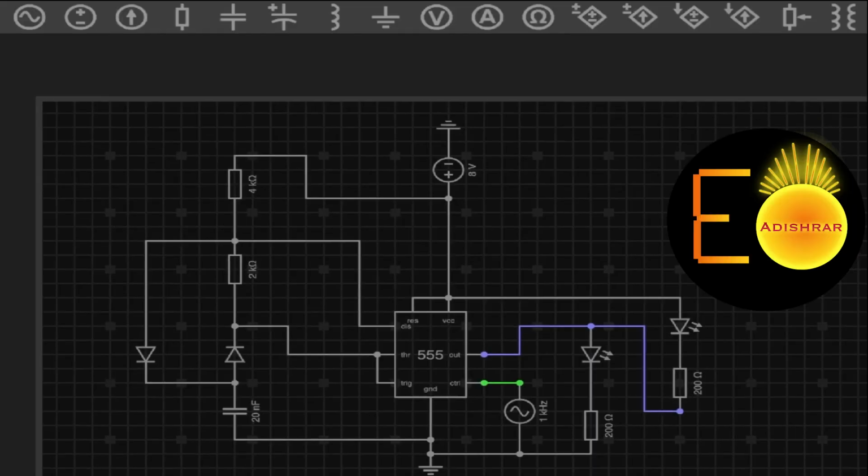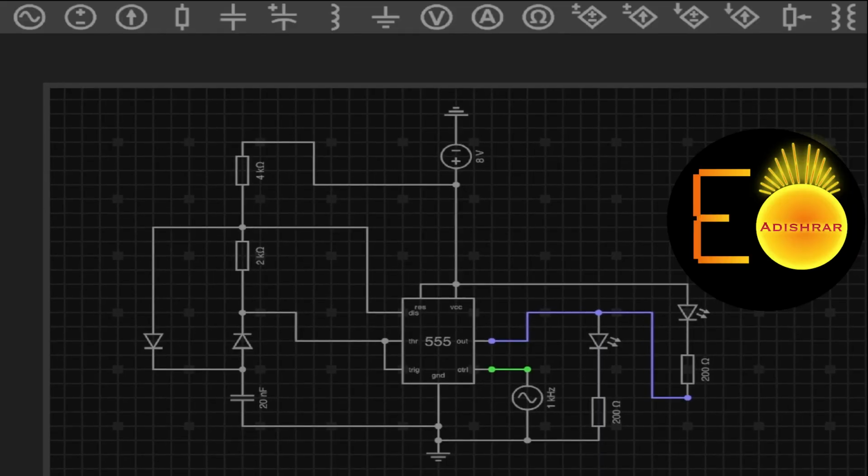Right now, I'm going to show you using this animation how these outputs are changing with respect to the applied voltage. This green color represents the applied voltage, the sinusoidal voltage of 1 kilohertz, and this purple color represents the output voltage that I have already shown you.